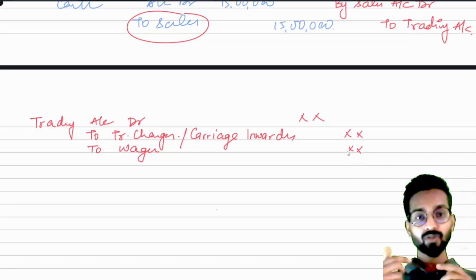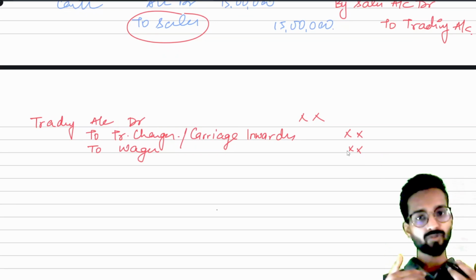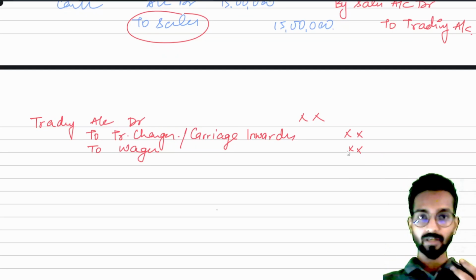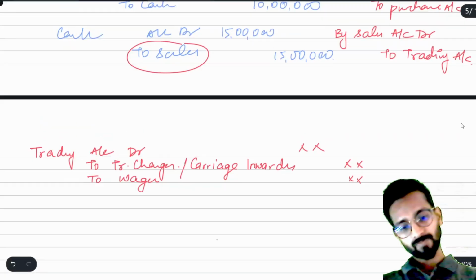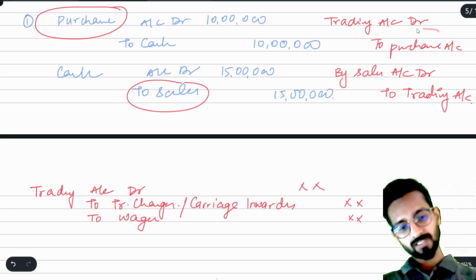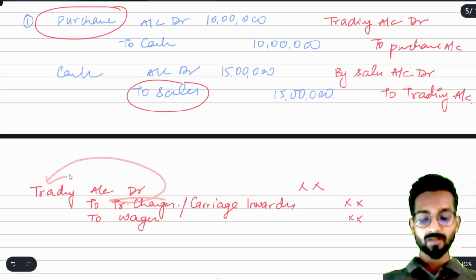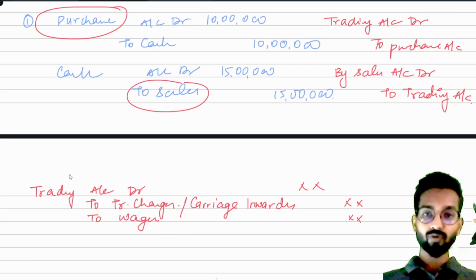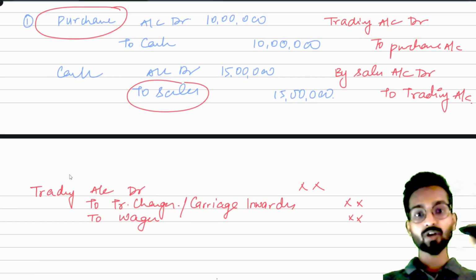That we already know. So the format is, first you write the journal entry in the journal book, then you post it into the ledger, then we prepare the trial balance. After trial balance, we prepare the final accounts. Simple. Then to wages. So you can say that purchases are transferred, sales is transferred, expenses are transferred to trading account. Understand this.